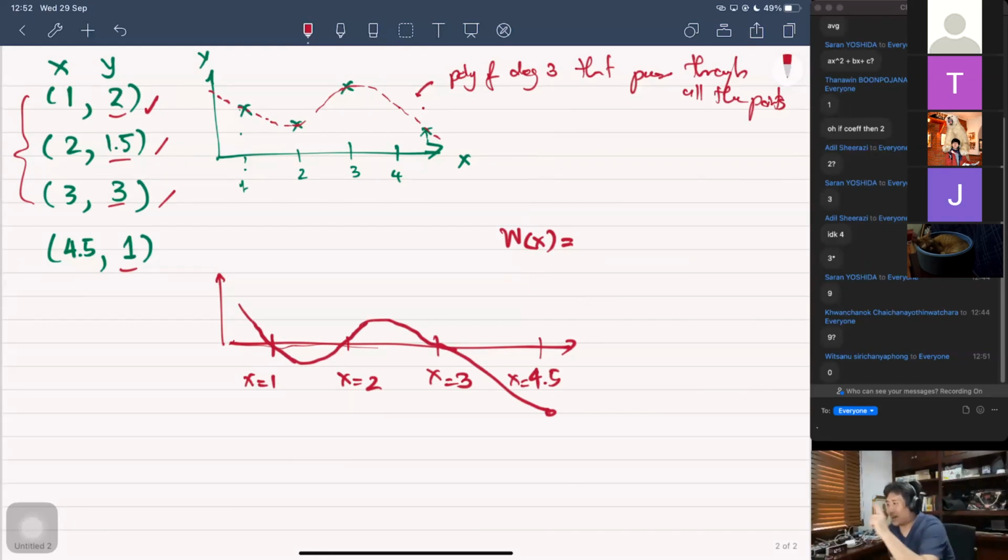Anyone? Something better than 0. 0 is a good answer, except it's not quite what I want, because we have no way of manipulating it. Anyone has a good idea? A polynomial that is 0 at 1, 2, and 3, but not at 4.5.